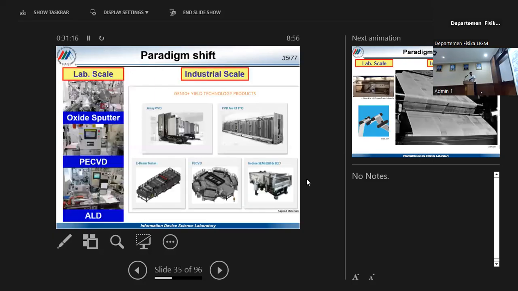But now, we want to aim towards a new paradigm shift. This is how we fabricate most of these devices. In the lab scale, you have oxide sputter, PECVD, ALD, PLD, and so on. And to move from lab scale to industrial scale, you basically just blow up these equipment. So very large ALD, very large PECVD, very large sputtering.